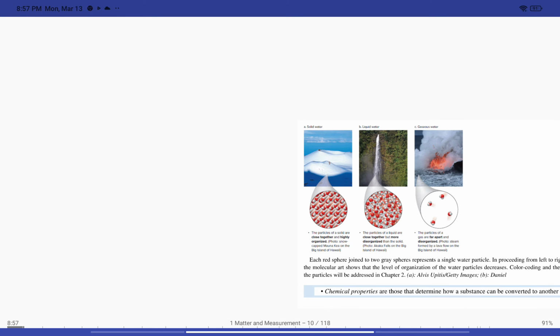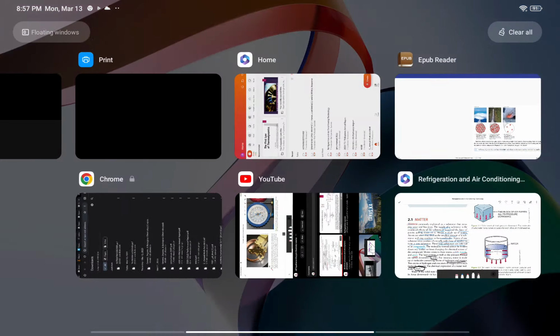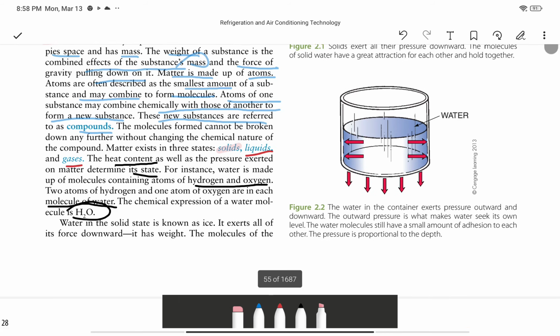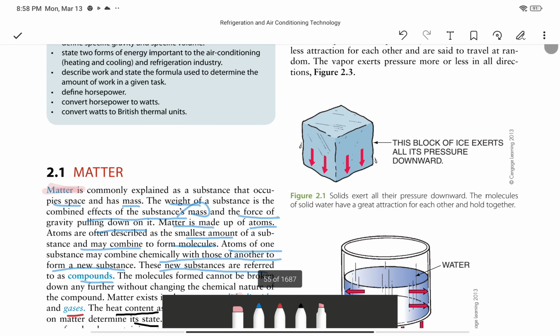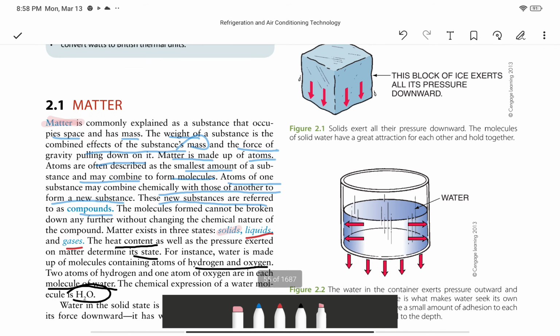So all of these are from Hawaii, right? These are the examples of the solid, liquid, and gaseous states of matter. So the matter that we are referring to is no other than H2O, right? H2O. Okay, so in the presentation here, we have the ice block exerting its pressure downward, right? A solid exerts all the pressure downward. The molecules of a solid have a great attraction for each other and hold together.